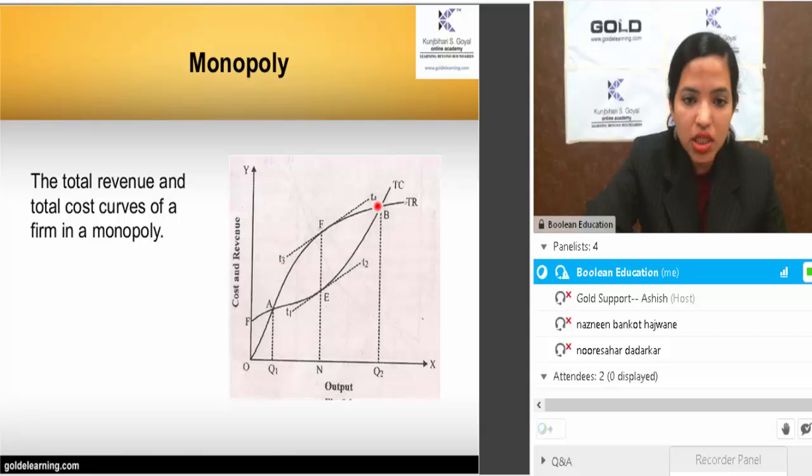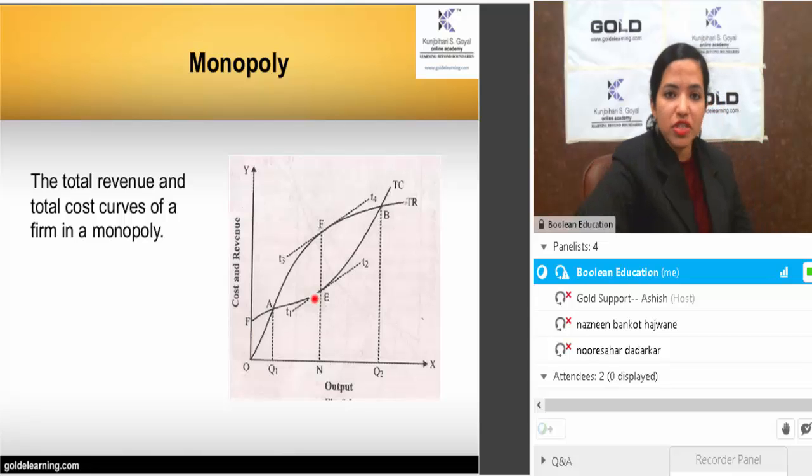So this line T3 T4 is parallel to T1 T2, and when you join these two lines, see here, the tangency is at F and the tangency is at E, right, they are touching each other only at one point. So this F and E, this distance, this amount is the profit earned by this particular monopoly firm.